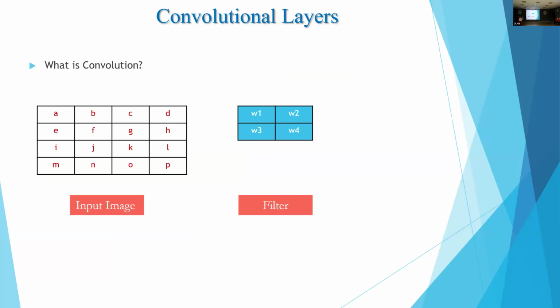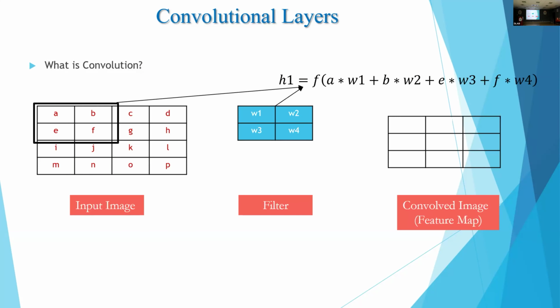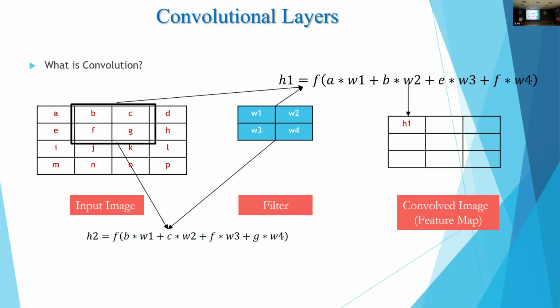So this is convolution. I think I can show you in short. This is the input image. You just keep on following, and that part is filtered, so we will have the convolved image. H1 is W1 A plus W2 B plus W3 E plus W4 F. That is what H1 is, so H1 will be put over here. Then the filter will move, and I will have H2. H2 will be put in the next position.